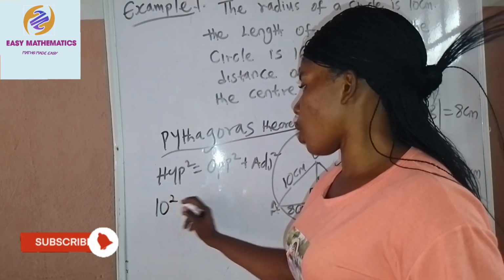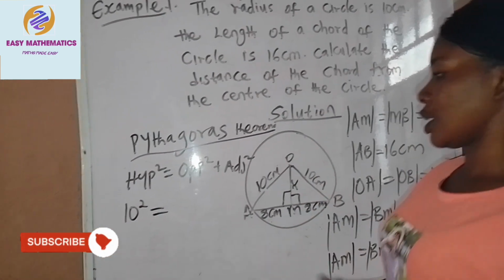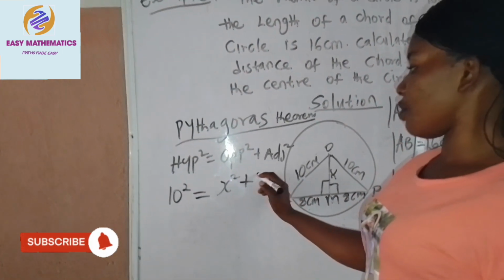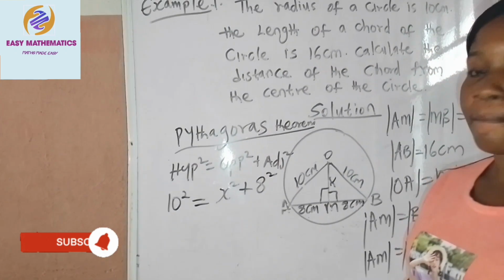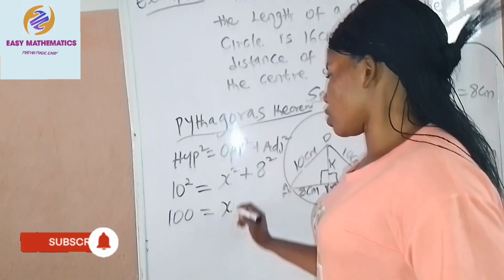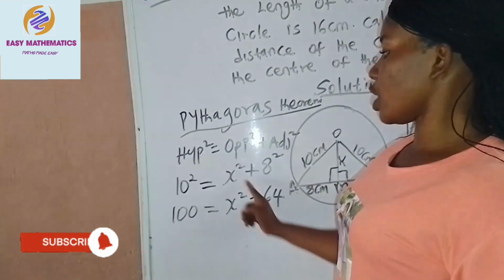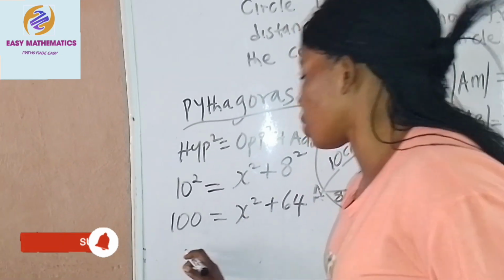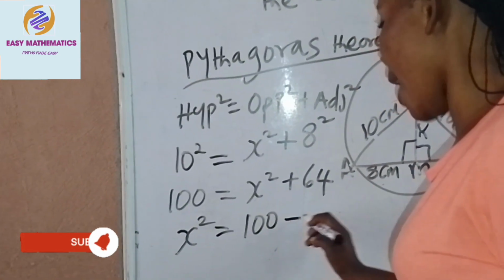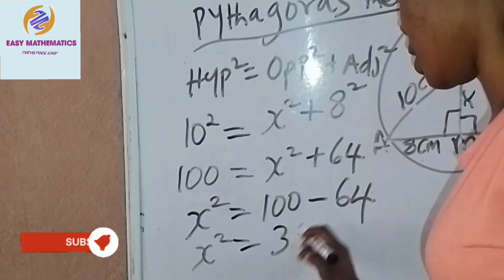So we put 10 squared is equal to the opposite. Let's call here opposite. The opposite is x. It is not given, x squared, plus the adjacent is given as 8 squared. So this will give us 100 is equal to x squared plus 64. So we want to make x the subject of the formula. Making x squared the subject of the formula first, we have that x squared is equal to 100 minus 64. So our x squared is equal to 36.